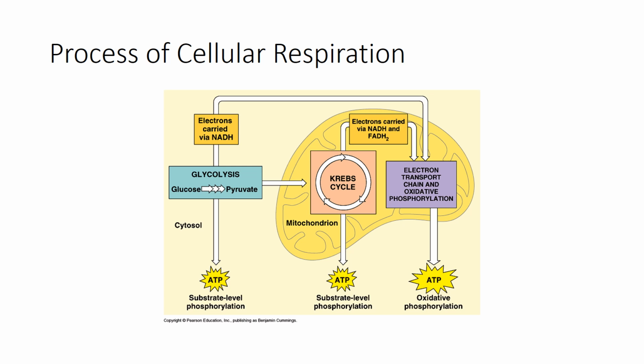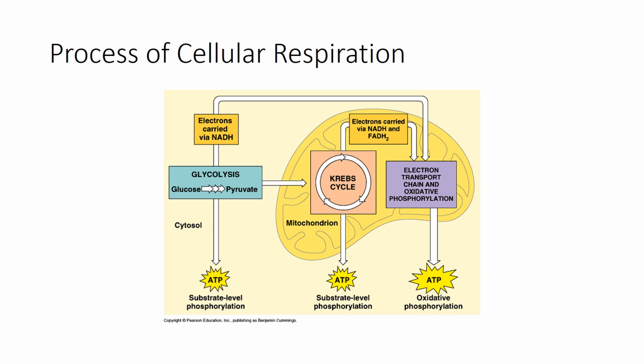Alrighty, here's the big process. This is a diagram you should be able to draw. Okay, you need to know this one. And as you can see, there are three major steps to cellular respiration: glycolysis, the Krebs cycle, and the electron transport chain, which is also oxidative phosphorylation. So those are my three steps: glycolysis, Krebs cycle, and electron transport chain.